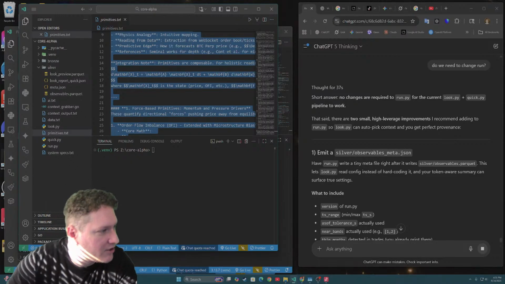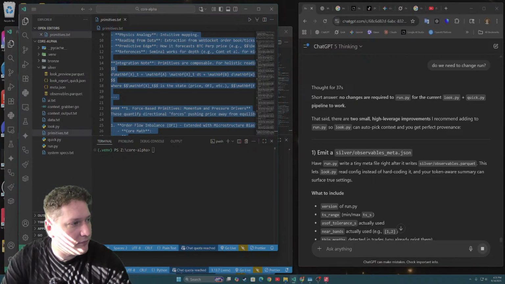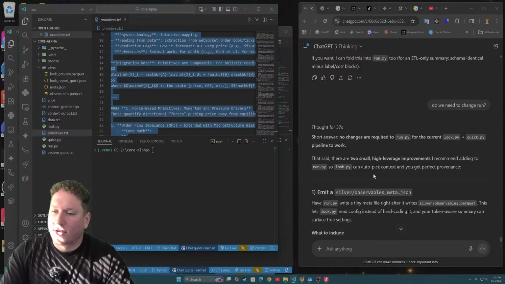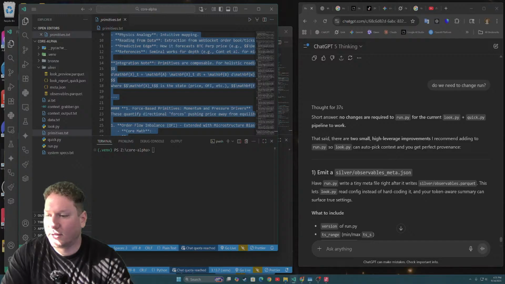Are you prompt engineering? Yes, we're doing some prompt engineering, Ghostly Grind. We are AI coding, for sure. Short answer, no. Changes are required to run the current look and quick pipeline. That said, there are two small high-leverage improvements I can recommend adding to run. So look can auto pick context. Okay.